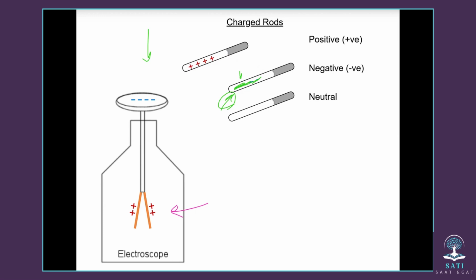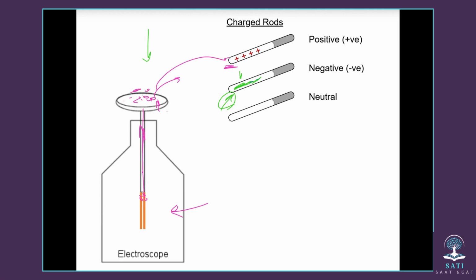How can we explain that? To explain that, we need to understand what happened now. When I move this positive rod to the upper disk, the protons are not moving. But now what happens is that the electrons here will be attracted to what? To these protons. So it will pull the electrons that are here. The electrons on the leaves will be pulled as well to this disk. So this disk will be full of electrons in order to be attracted to these protons.